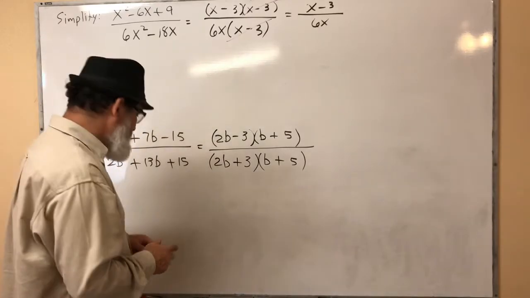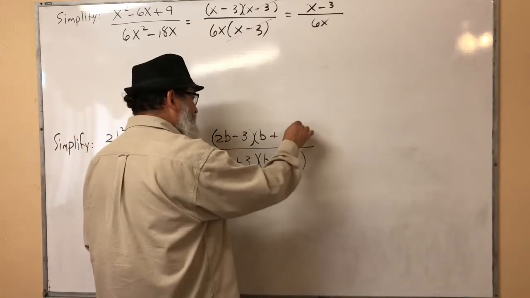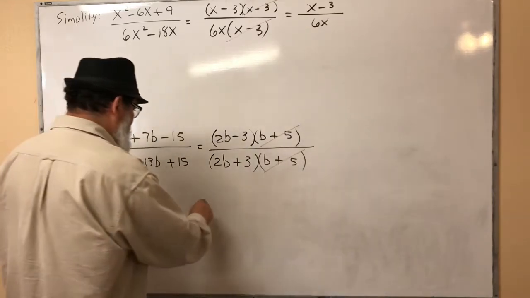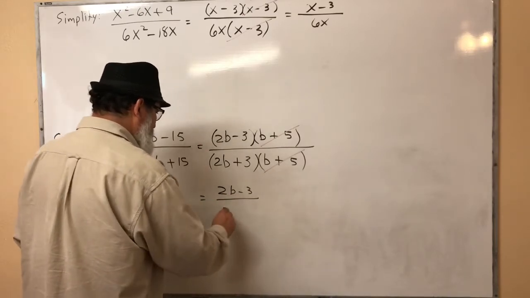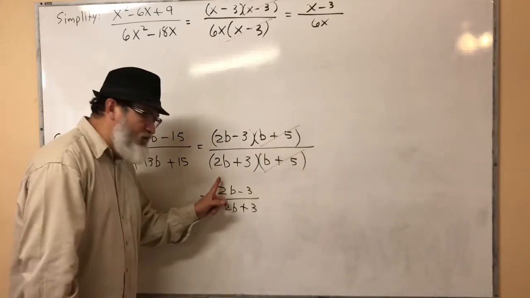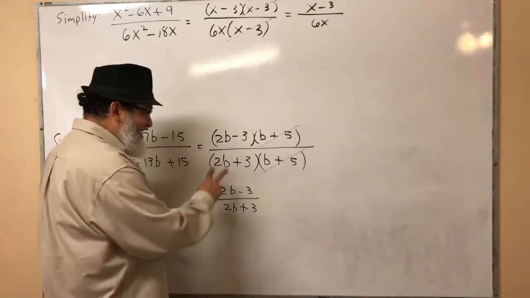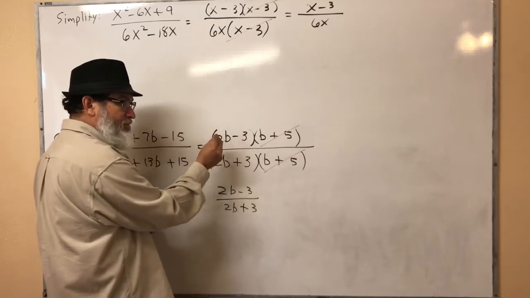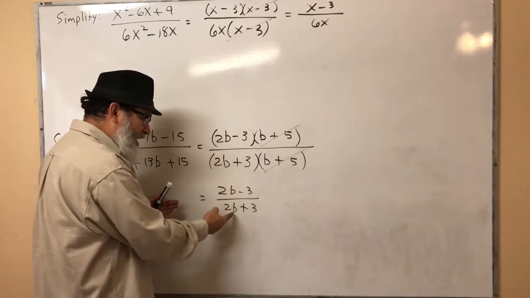Okay. This cancels that. And what do we get? We get 2b minus 3 over 2b plus 3. Please do not cancel the 2b's. Don't do that, because this 2b minus 3 is together. It cannot be broken apart. So therefore, this 2b and this 2b cannot be canceled.